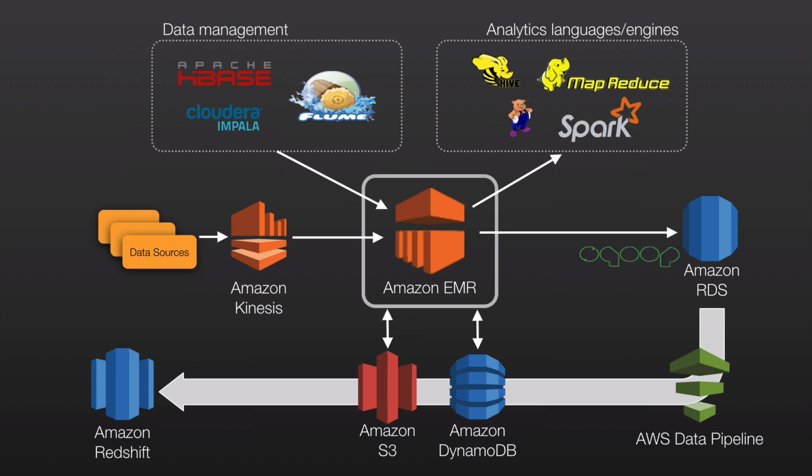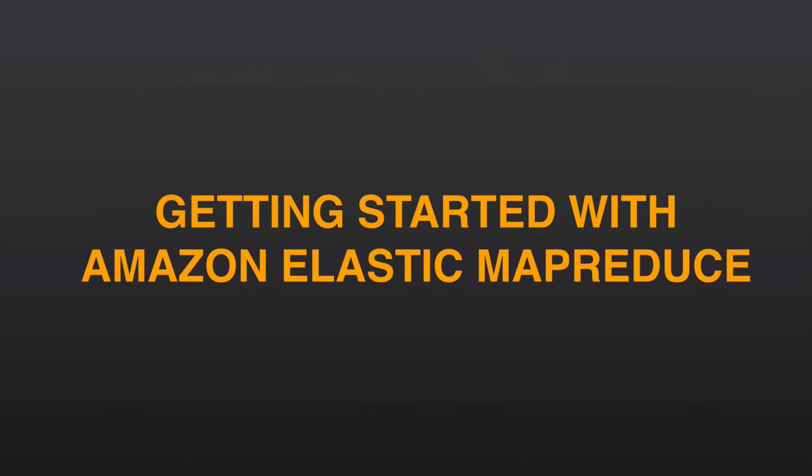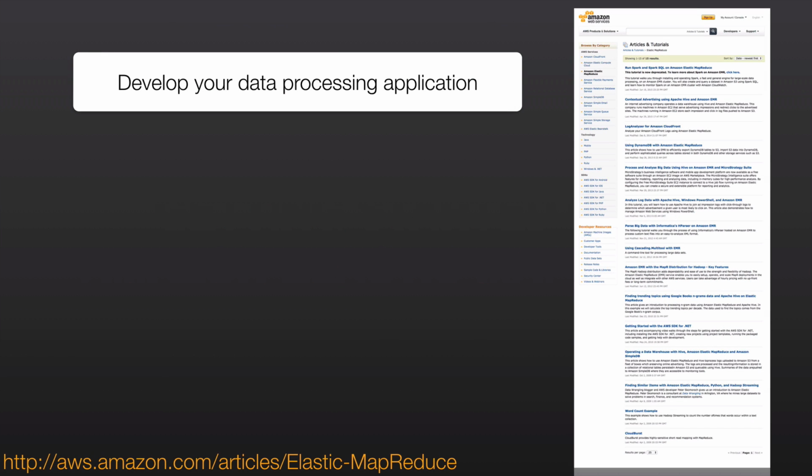But before we do that, let's take a look at getting started with Amazon Elastic MapReduce. What are the steps that you need to go through in order to make use of this service? Well, the first thing is to develop your data processing application. You can use Java, Hive, which is an SQL-like language, Pig, a data processing language, or a variety of other options, including Ruby, Perl, Python, R, PHP, C++, or Node.js.